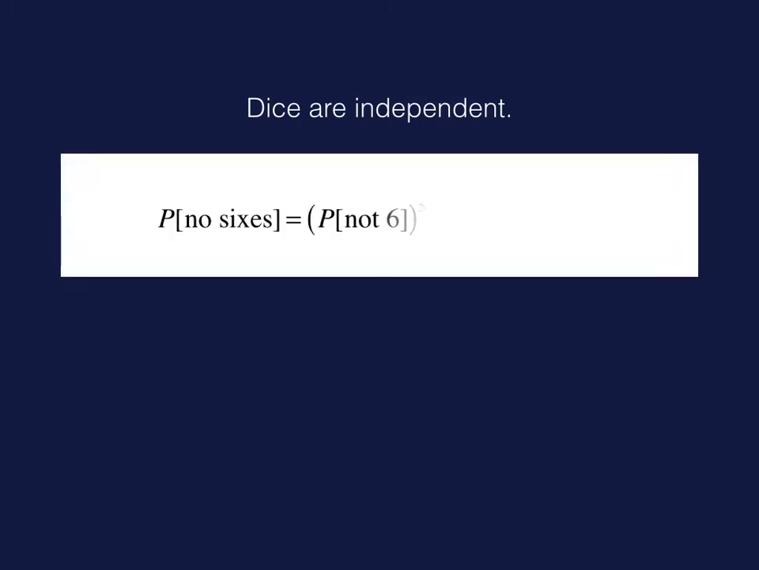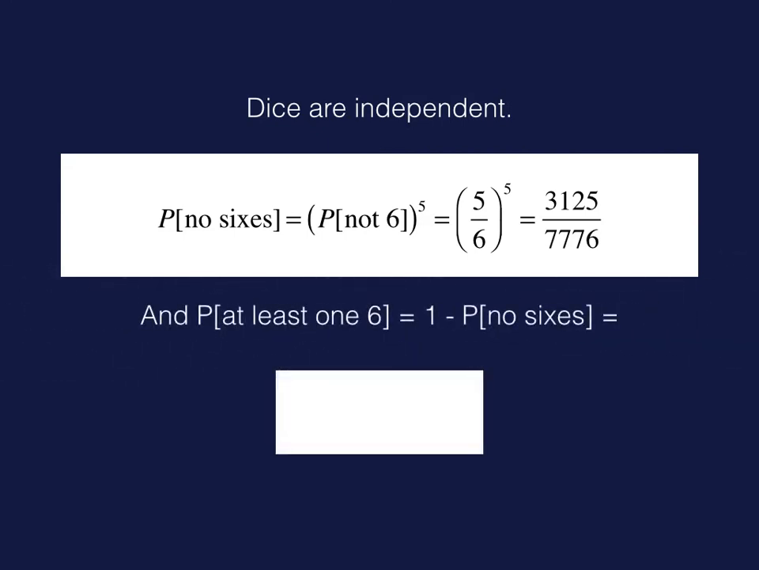Recall that dice are independent. That means the probabilities will multiply up. So to get no 6s means not getting 6 5 times in a row. And that's the probability of that happening. So the probability of at least 1 6 will be 1 minus that answer that we just got. And it's actually, if you simplify the fraction, it's almost 60% chance of happening.